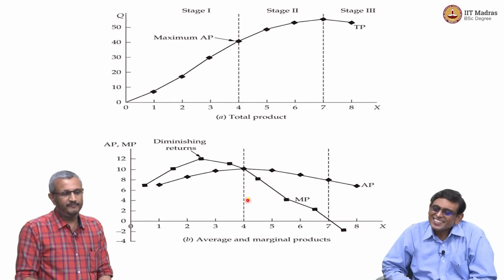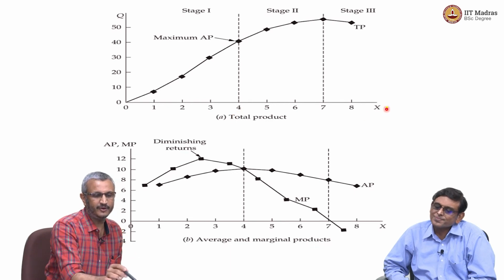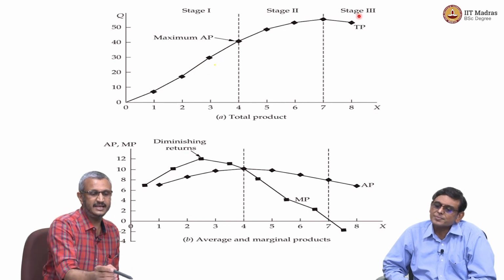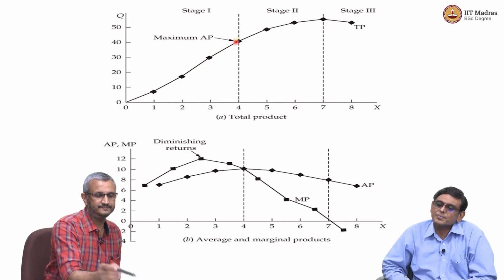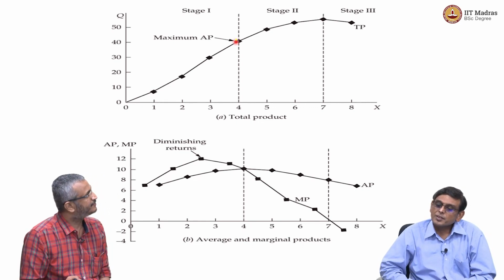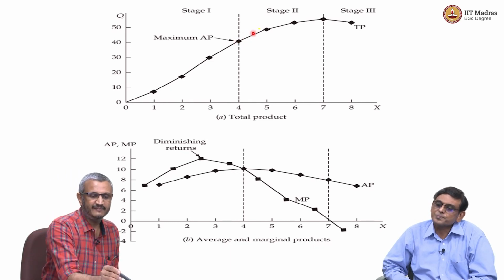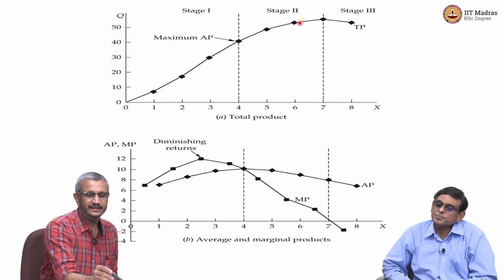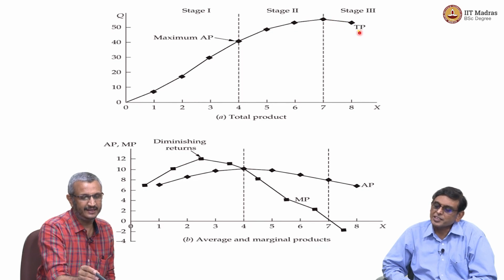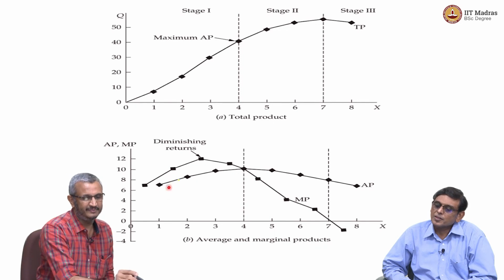So in this example, we have total product here, and we have the stages here. At this stage, maximum average product, which is where marginal product is equal to average product. Stage 2, we find that it is increasing, but the rate of increase is not very high. And in stage 3, it actually becomes negative. Marginal has become negative. And that is mapped here in terms of diminishing returns.